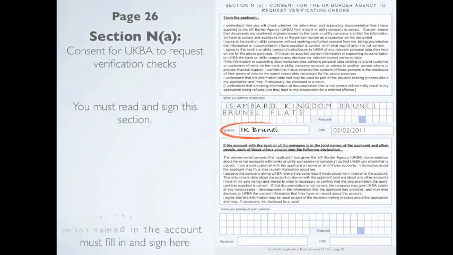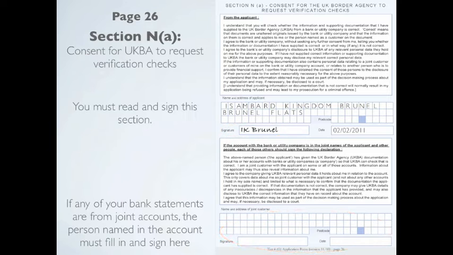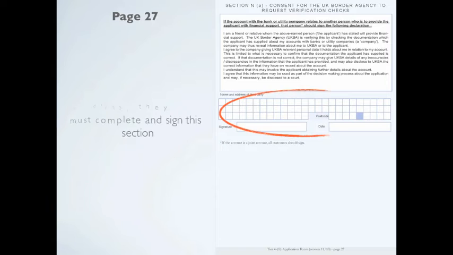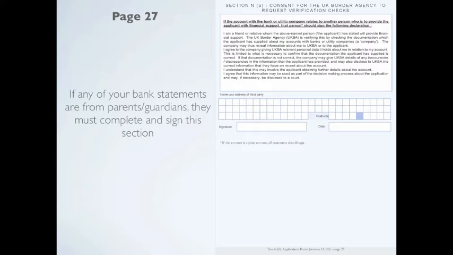If you are providing financial documents which you share with anyone else, for example, a joint bank account statement, the person you hold the account with must sign here to give permission to the UKBA to make checks of these documents. If you are providing financial documents belonging to your parents or legal guardian, they too must sign here to give permission to the UKBA to make checks of these documents.